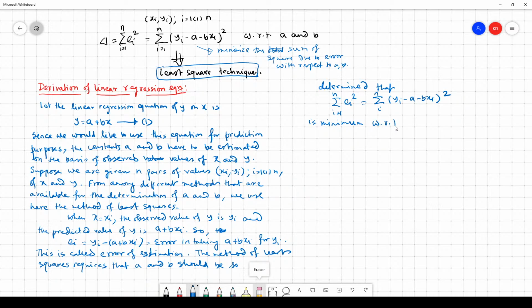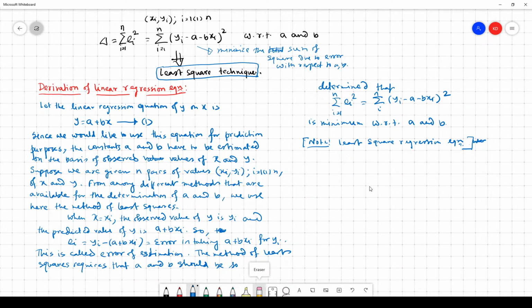Please note that this is not the only method, it is one of the methods for finding the linear regression equation. That's why this is called the least squares linear regression equation. Sometimes it's called the least squares regression equation, because here we apply the least squares technique to find this regression equation. So we determine a and b such that the sum over i from 1 to n of (yi minus a minus bxi) whole square is minimum with respect to a and b.